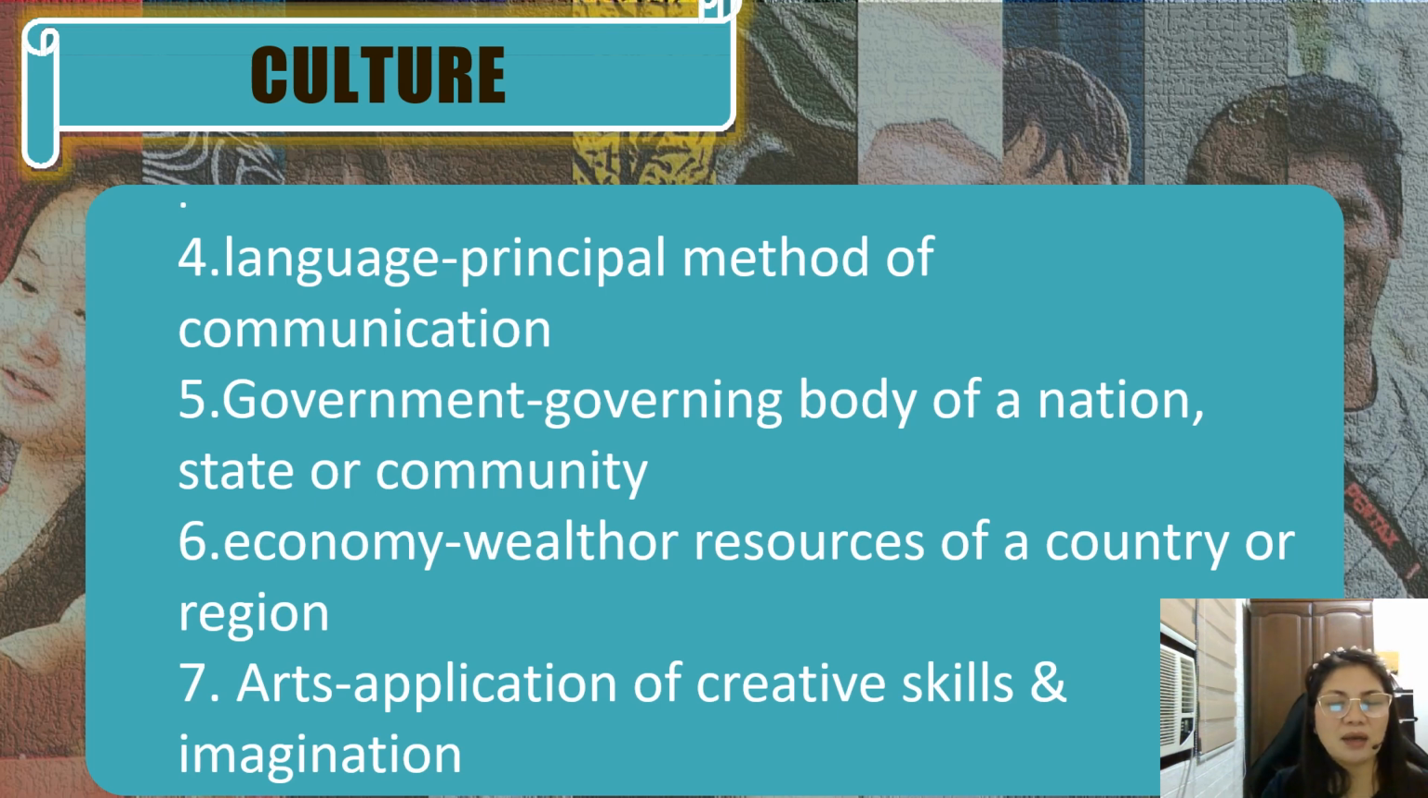For number 6, we have economy. This pertains to the wealth or resources of a country or a region, which may include the stock market system or the mixed economy, which is employed in the US, which involves capitalism and socialism. For number 7, we have arts, which includes the application of creative skills and imagination, which may include painting, sculpture, literature. This specific example would include the painting of Mona Lisa or even the book series of Harry Potter.